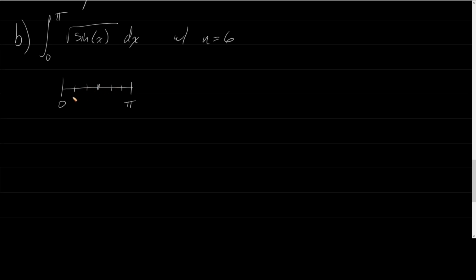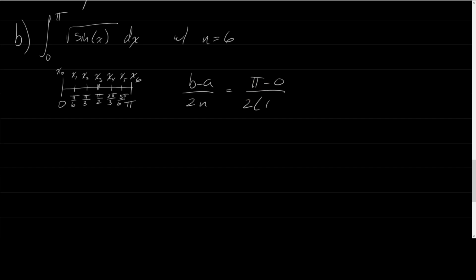So there we go. And here we have pi over 6, 2 pi over 6, which is pi over 3, 3 pi over 6, which is pi over 2, 4 pi over 6, which is 2 pi over 3, and finally 5 pi over 6 in there. These are going to be my x of 0, x of 1, x of 2, x of 3, x of 4, x of 5, and x of 6. Alright? Now, in here, we also still need to do the b minus a over 2n. In this case, this is pi minus 0 over 2 times 6, which is pi over 12.